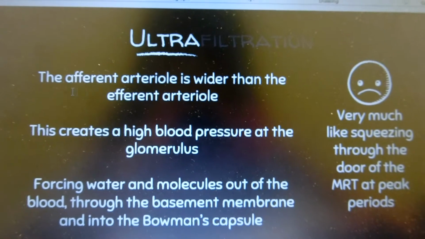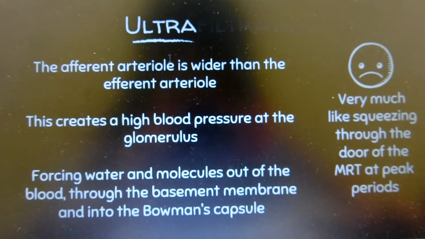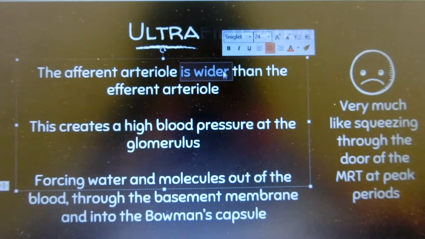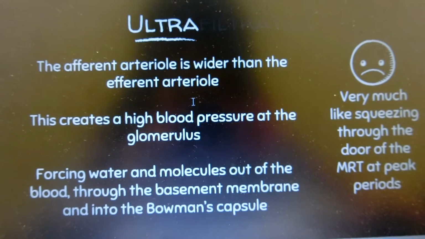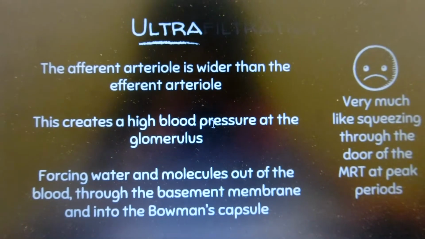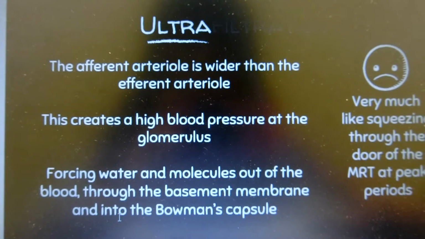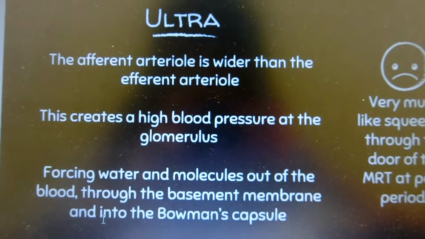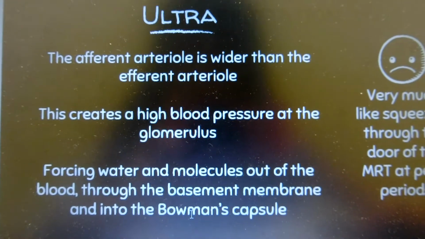Okay, firstly, your afferent arteriole, as seen in the video just now, is much wider. The lumen is much wider than your efferent arteriole. So as a result, this creates very high blood pressure at the glomerulus, which will force water and molecules out of the blood, through the porous basement membrane, into your Bowman's capsule.